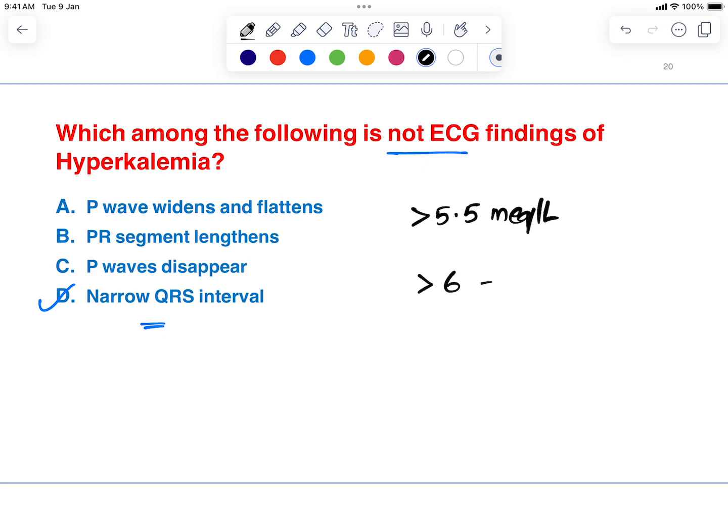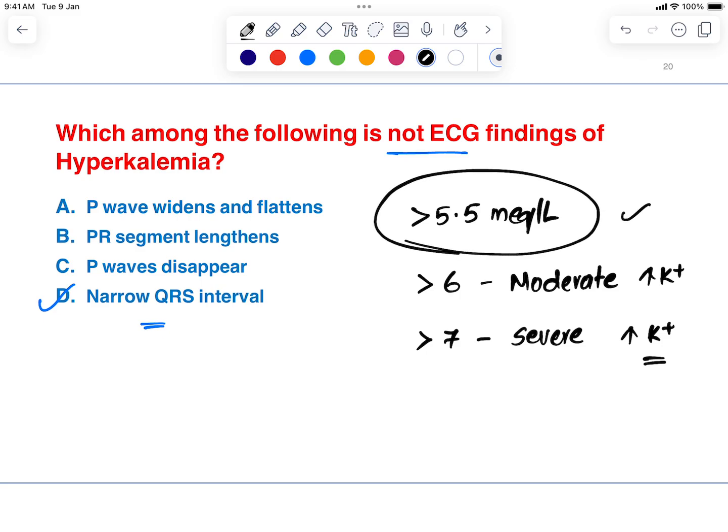If it is more than 6, we call it as moderate form of the hyperkalemia. And if the potassium levels are more than 7, then it is considered as the severe form of the hyperkalemia, right? And when the potassium levels are more than 5.5 milliequivalents per liter, that is the point when you have the appearance of the ECG changes. Now, what are all those?